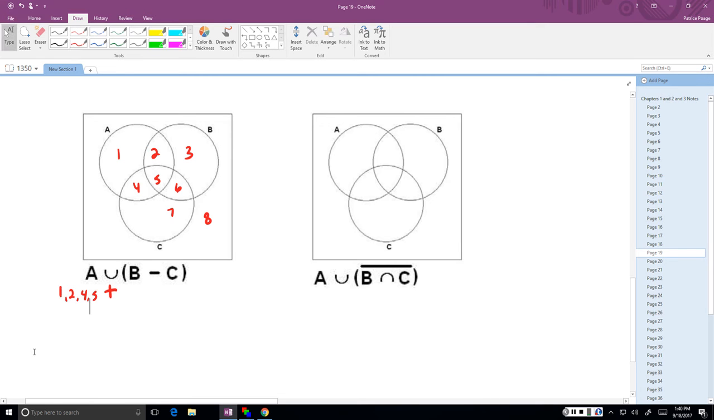On the right side, it says B minus C. So I start with B. Circle B, I have 2, 3, 5, 6. But I want to take out or subtract anything that's from C. So C is 4, 5, 6, 7. So I need to get rid of the 5 and the 6 there. So I'm only going to shade 1, 2, 4, 5, 2, 3.